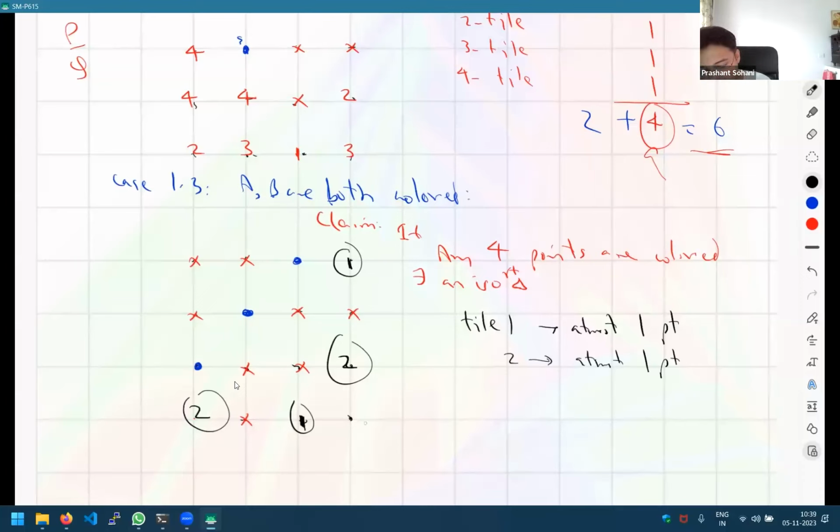Like even if I color this, right? Suppose I color this. Even after that, I have 3 points remaining to be colored, and so 2 of them have to fall in the same tile, either tile 1 or tile 2. Okay, so that is how the argument can be completed.